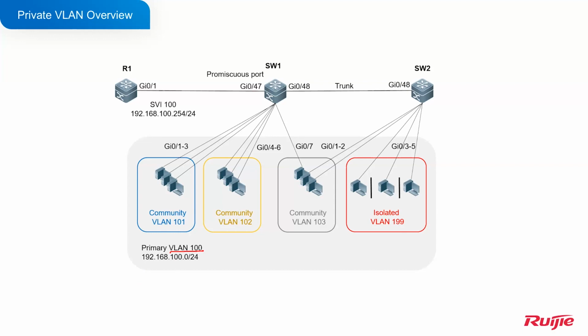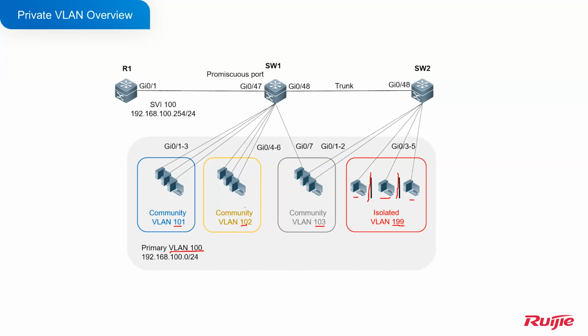Now, here the primary VLAN of this private VLAN pair is VLAN 100. You can see primary VLAN 100. And besides the primary VLAN, we have some secondary VLANs, for example community VLAN 101, community VLAN 102, community VLAN 103. Besides that, we have an isolated VLAN, whose VLAN ID is 199. In this way, all the PCs in the isolated VLAN are isolated, which means they cannot communicate with each other.